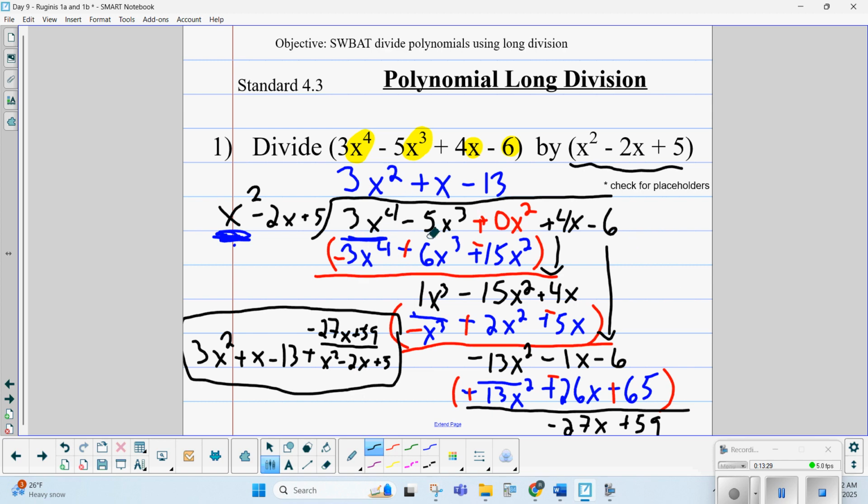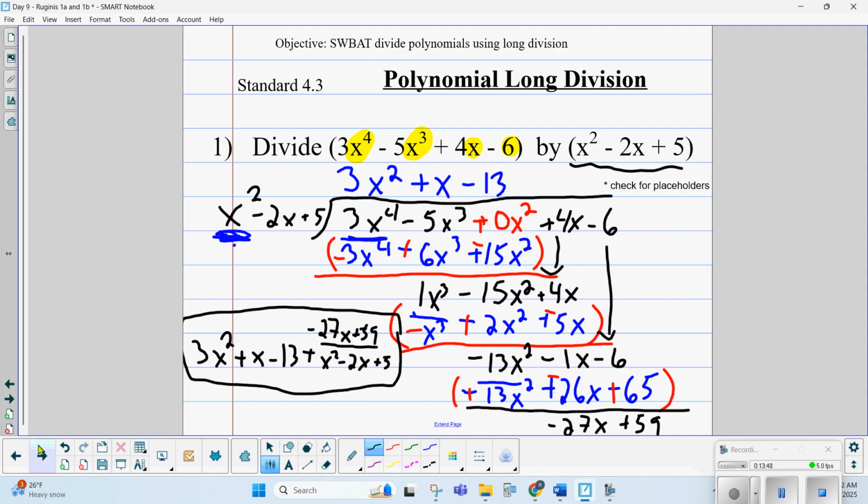What do we need to multiply to get this first term? All right, distribute and then subtract. What do we need to multiply to get this first term? All right, distribute, subtract. All right, so that's polynomial long division. That's kind of the basics. Now let's look at how we can use this.